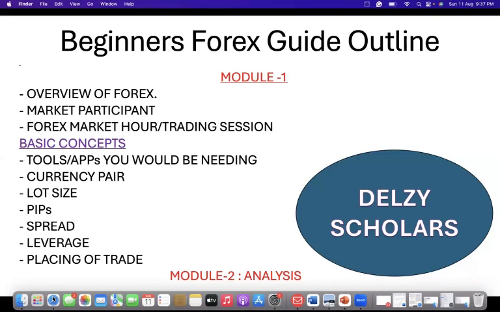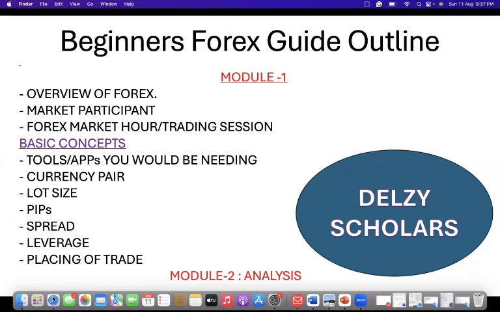For example, if you have naira and you want to exchange it for dollars, you're doing two things at the same time. You're selling your naira to the person that is buying it, and the person is purchasing dollars using naira. This helps us understand what forex is all about.